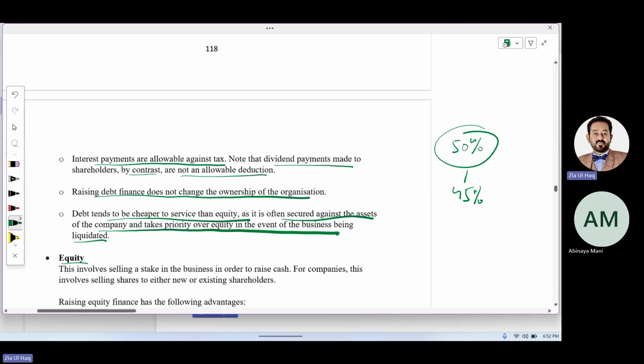So the advantages of debt are we can take a tax saving in case of interest payments. The advantage of debt is there is no change in ownership of shareholders. Debt is cheaper than equity, and debt holders will get paid first before equity holders on winding up of the company. Winding up means when the company closes its business.